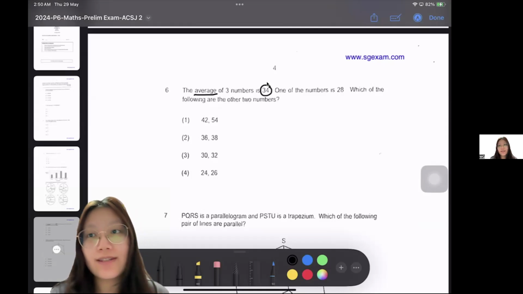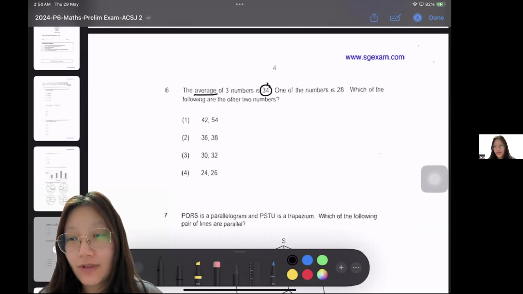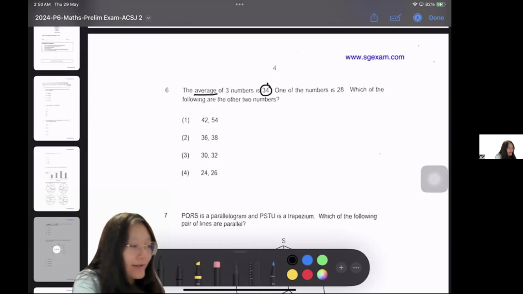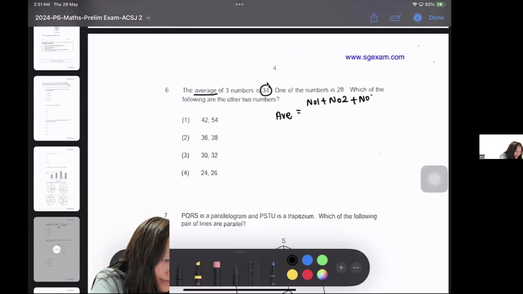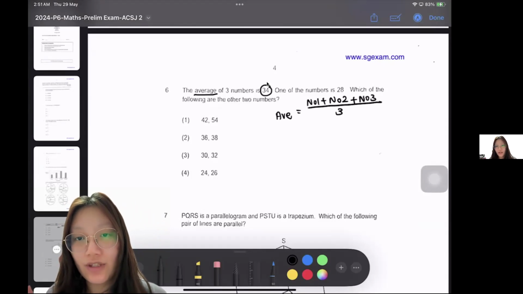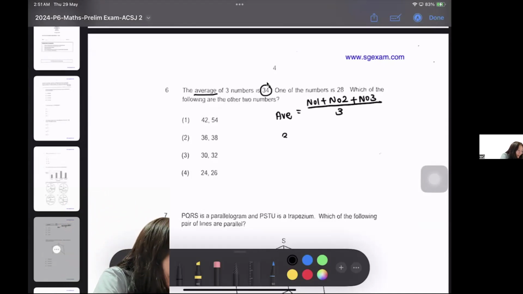Okay, so 34 is an average, which means after you calculate an average already, right? You take the three numbers, add together. In order to calculate an average, you add up number one, number two, and number three, because there are three numbers here. Divide by 3, that will give you your average. You add up three numbers, divide by 3, that's how you get average. So if the average is 34, that means that 34 equals number 1 plus number 2 plus number 3 divided by 3.